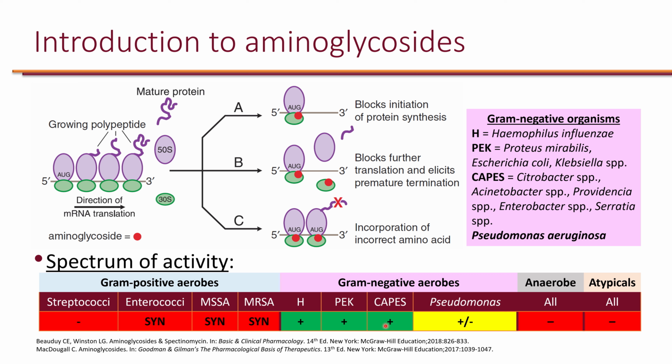against these organisms. Now with Pseudomonas, I have put a plus minus because really the anti-pseudomonal aminoglycosides are tobramycin and plazomycin, and I'll talk more details about the anti-pseudomonal activity of aminoglycosides shortly. And they do not have activity against any anaerobes or atypical bacteria.